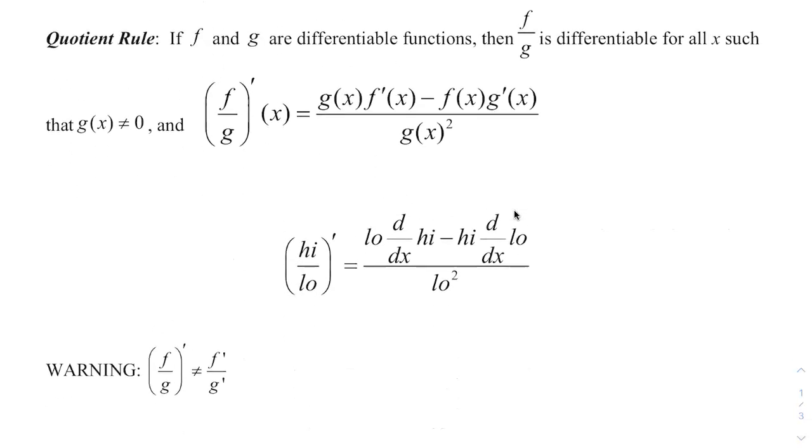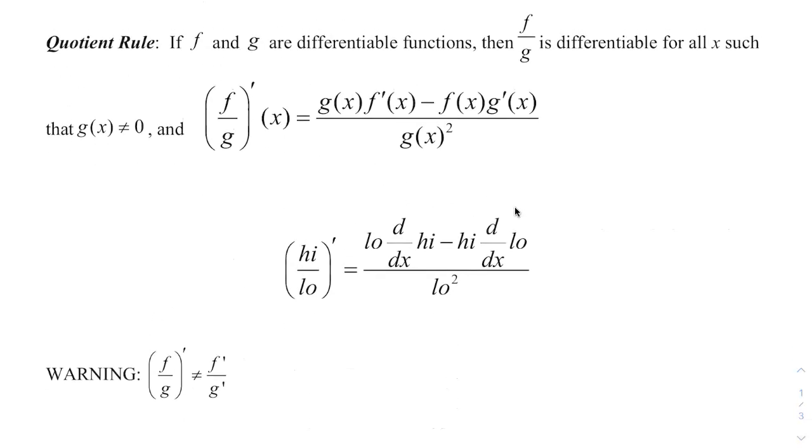So the quotient rule is usually one of the easier two to figure out, product rule and quotient rule. Quotient rule is generally by far the easiest one to figure out when to use. But let's go over what it actually is. If f and g are differentiable functions, then f divided by g is also differentiable, as long as g doesn't equal 0, since you can't divide by 0.